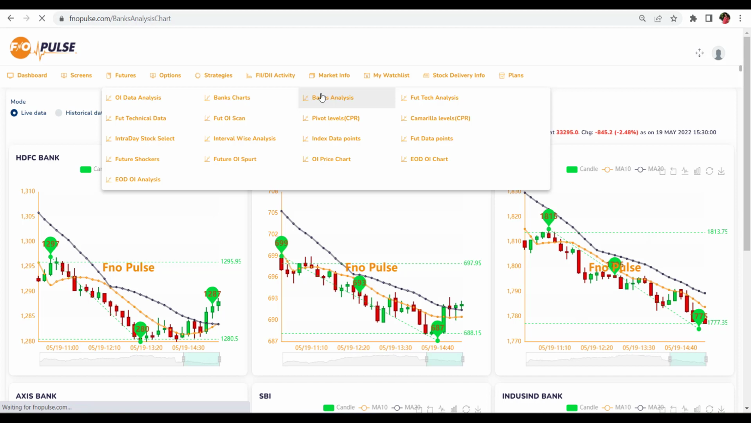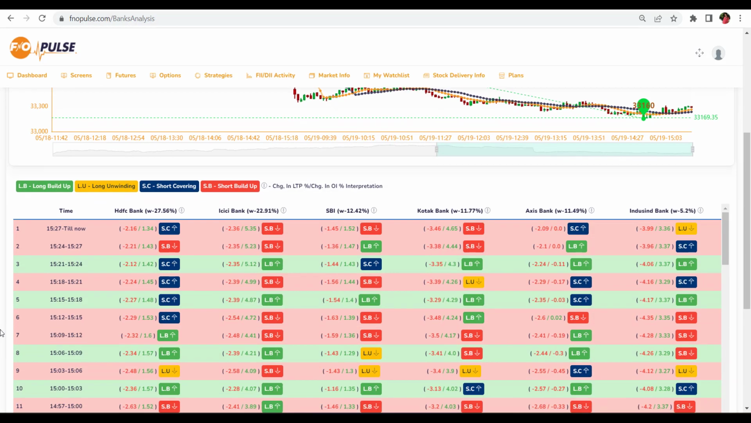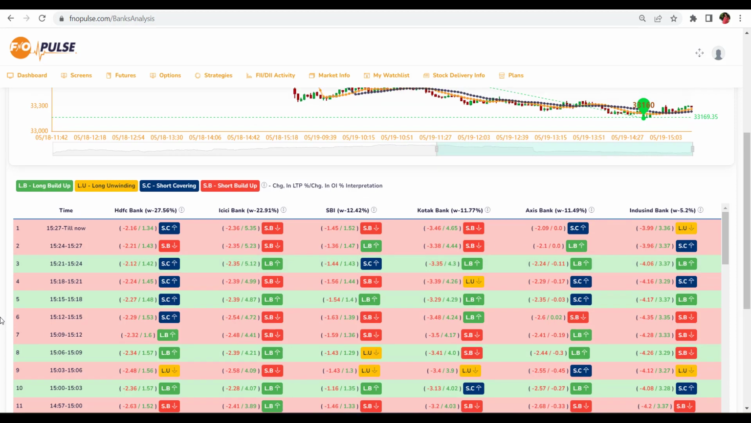Next is bank analysis. In bank analysis, the major banks which decide the Bank Nifty are HDFC Bank, ICICI Bank, SBI, Kotak, Axis and IndusInd. So these 6 banks we are listing, whenever long build-up is happening, long unwinding, short covering, short build-up, all together you can see it on one page. According to that, you can go for your trade.